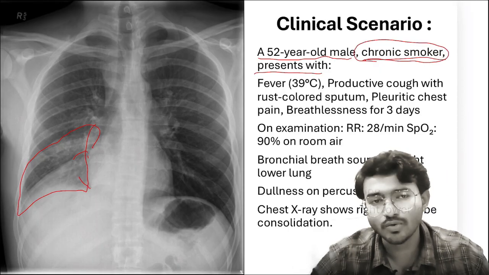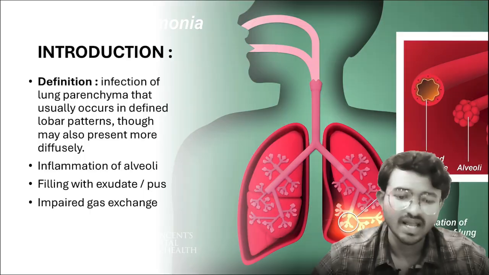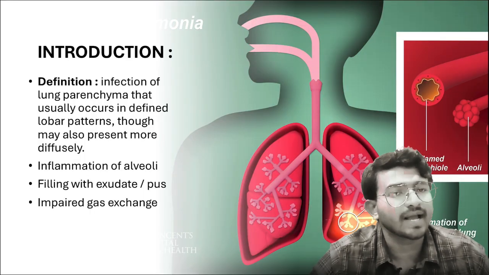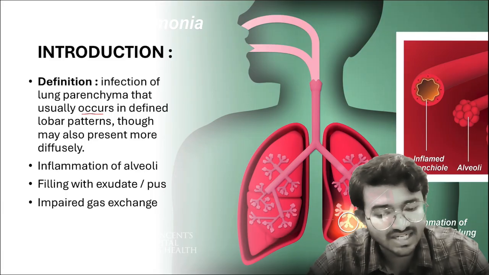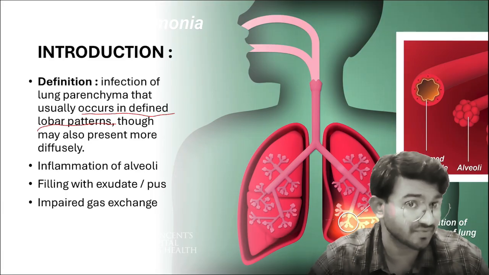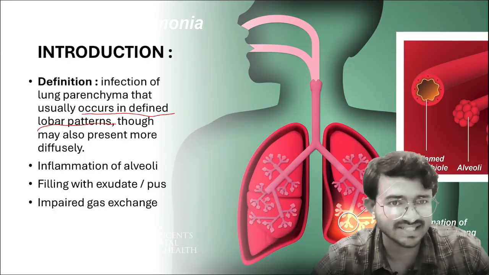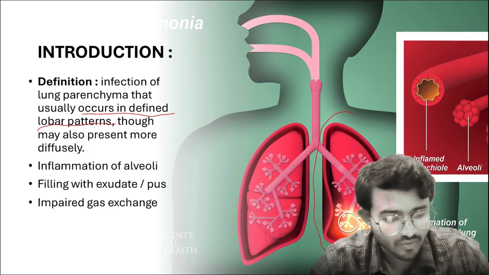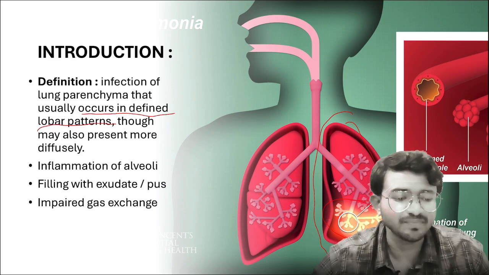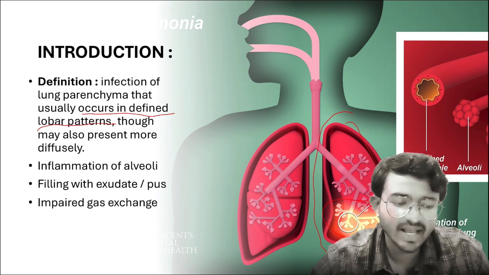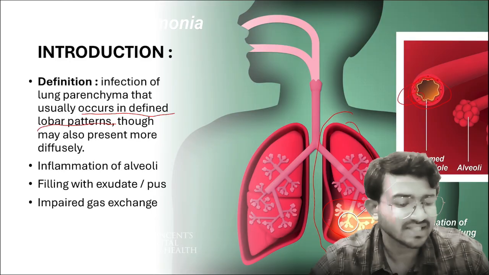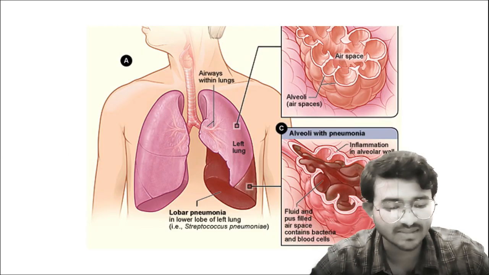Okay, so now what is pneumonia? Pneumonia is an acute infection of the lung parenchyma that usually occurs in defined lobar patterns, though it may also present more diffusely. If you look at this image, this is the lower part of the lung. In the alveoli of this lower part, something has happened. The alveoli become inflamed, and next, they fill with some exudates.